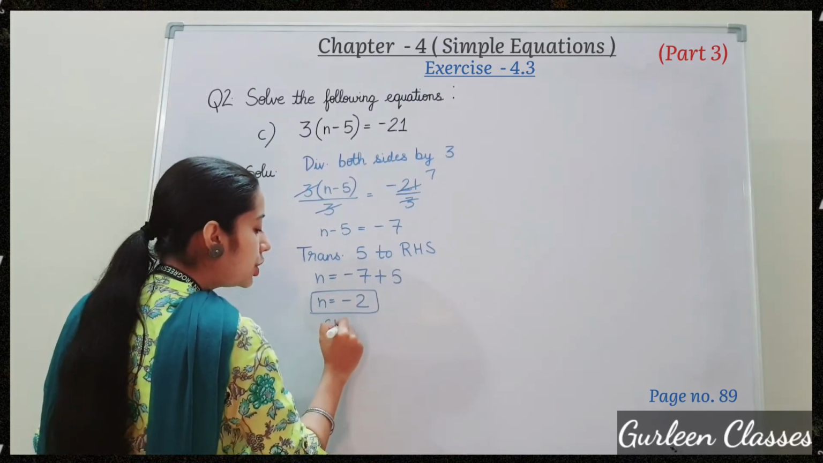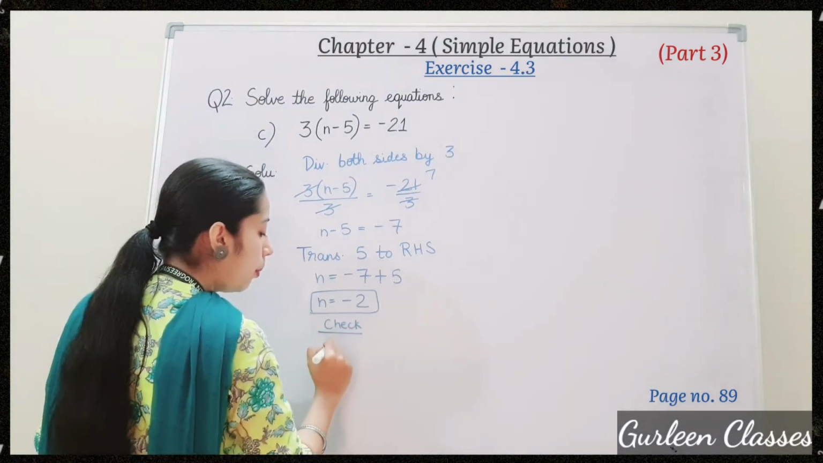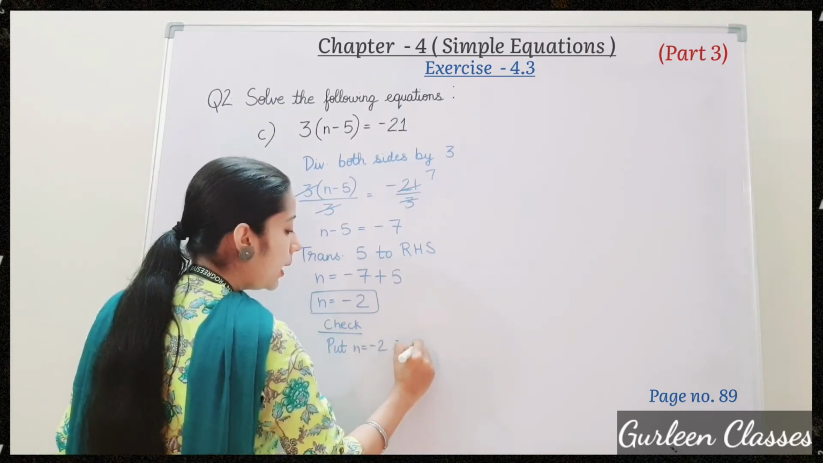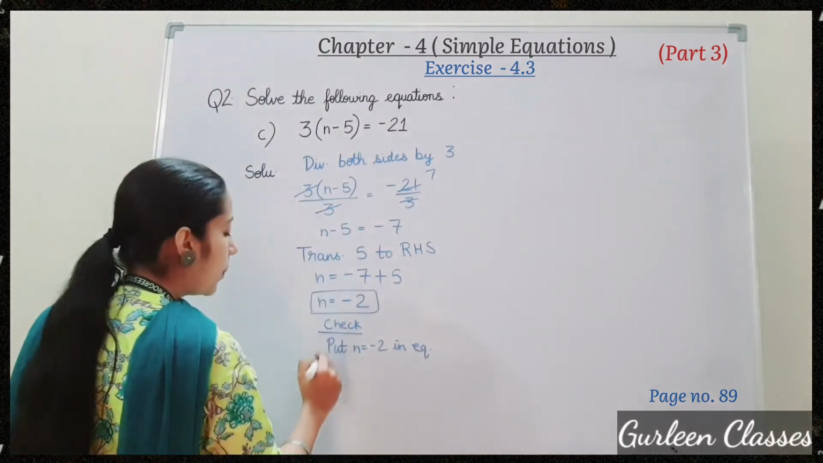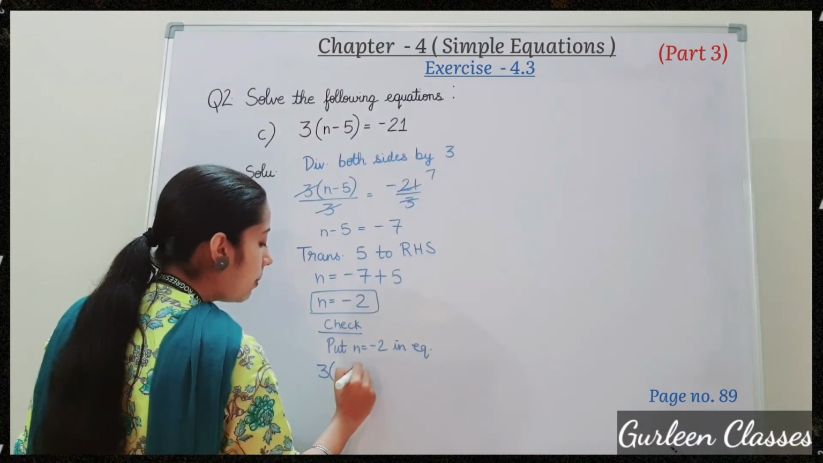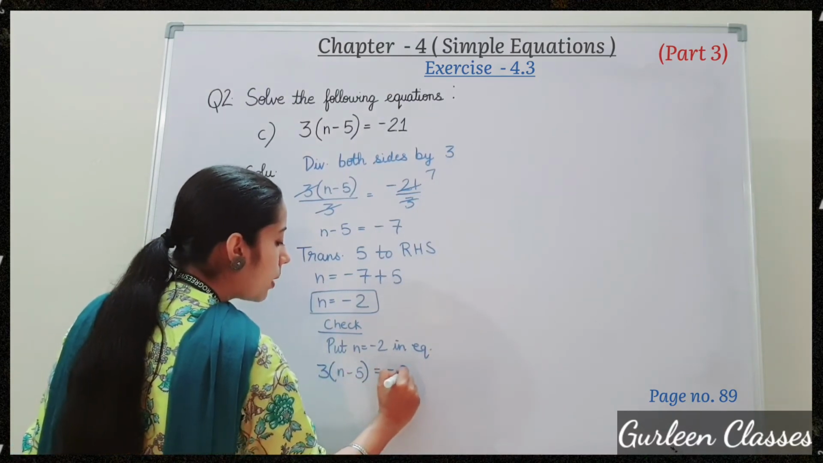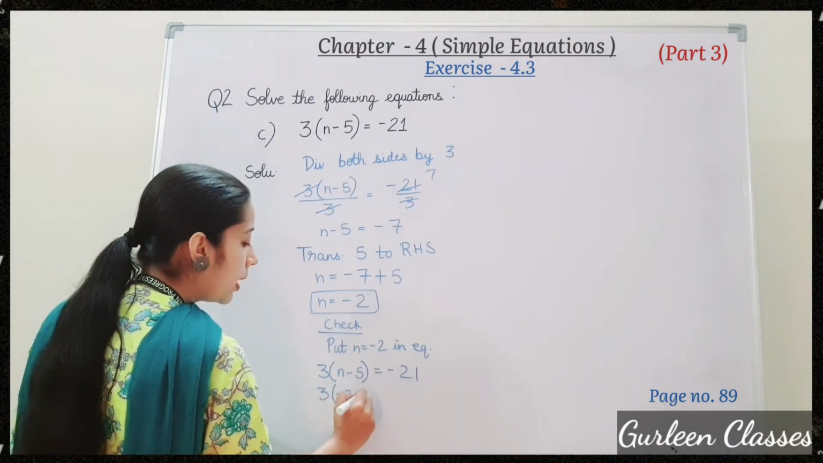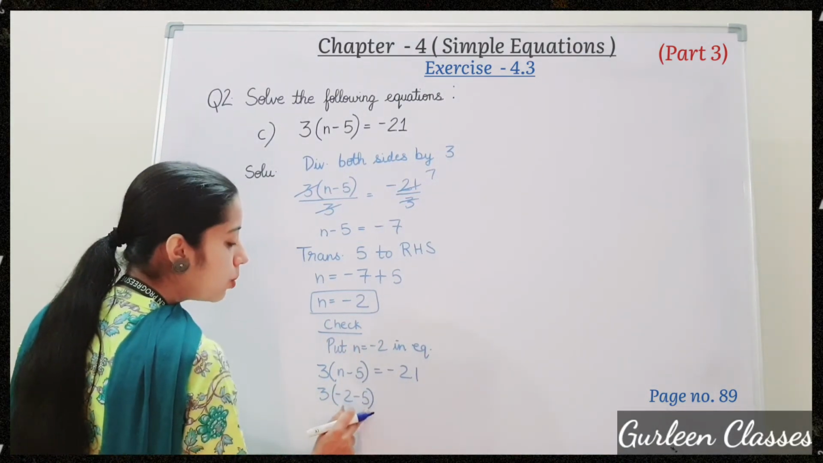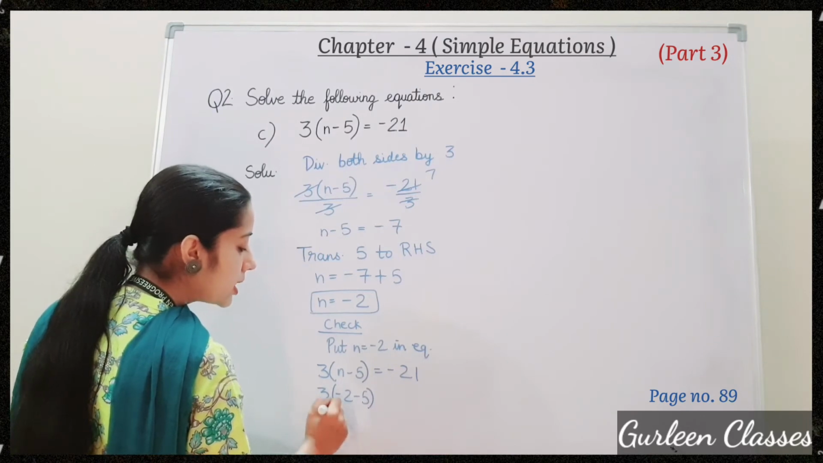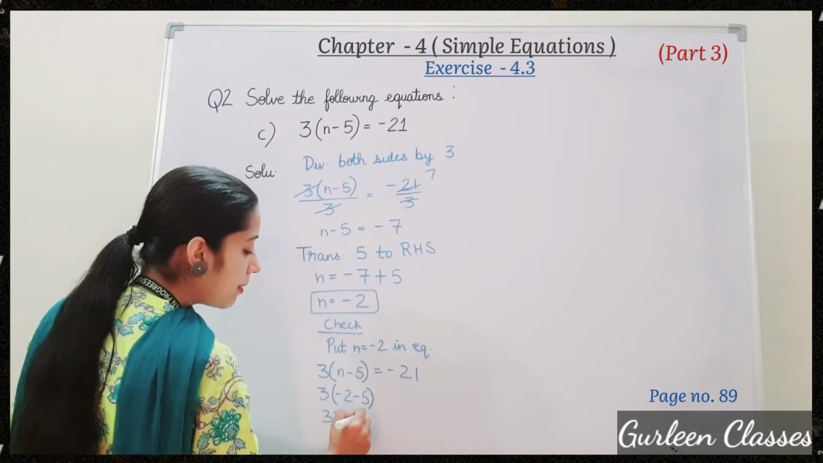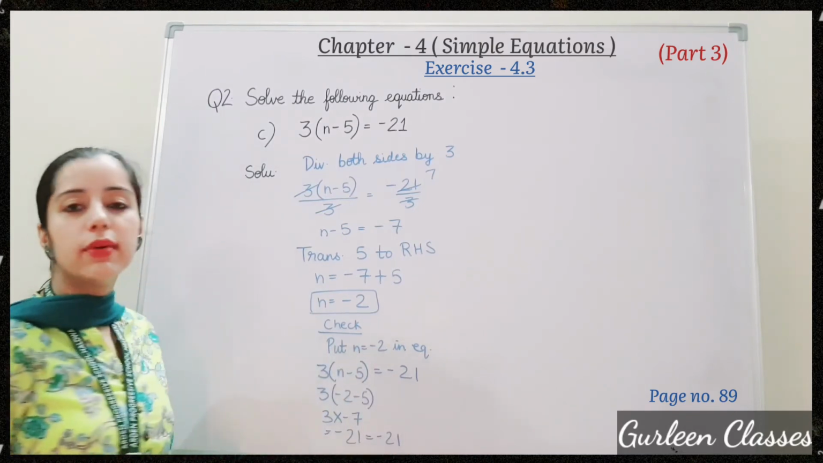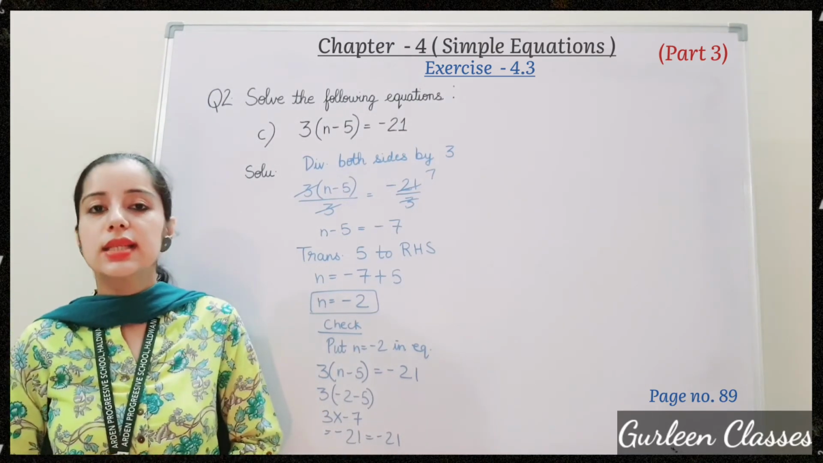So now we have to check. Put n is equal to minus 2 in the equation. And the equation is 3n minus 5 is equal to minus 21. So value of n is minus 2. So minus 2 minus 5, it will be minus 7. So minus 21 is equal to minus 21. Both the sides LHS and RHS are equal.